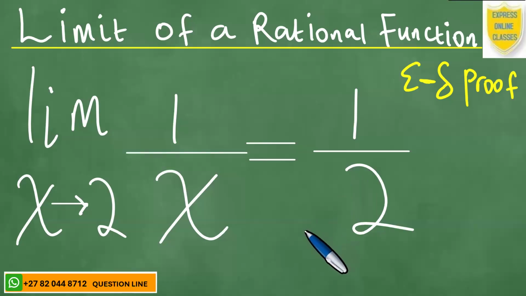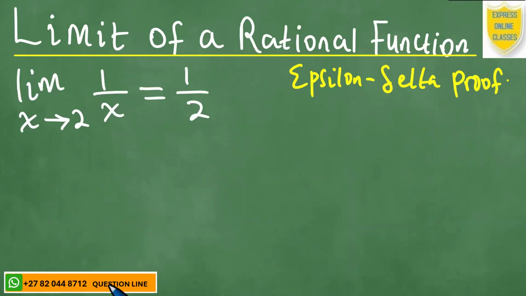In this lesson, we shall focus on the limit of a rational function. So given the limit of 1 over x as x tends to 2, and that this limit is equal to 1/2, we need to present an epsilon delta proof to prove that indeed this limit is exactly 1/2. And we begin as follows.